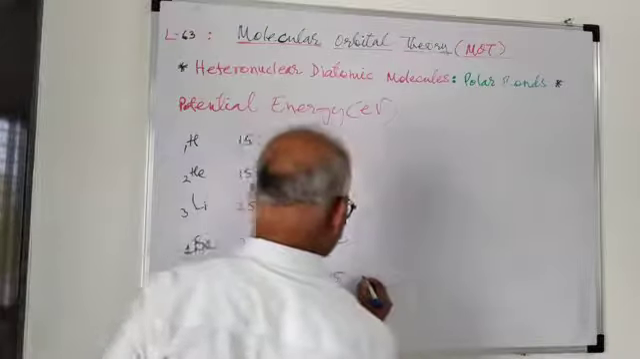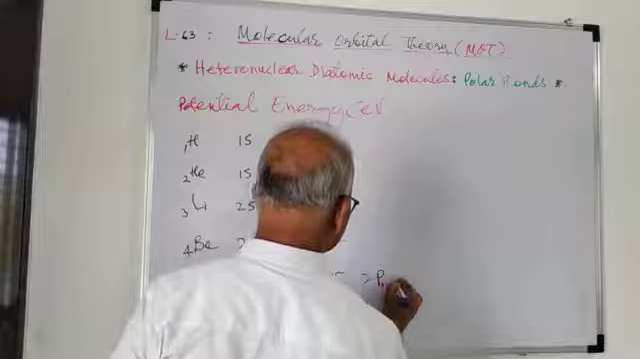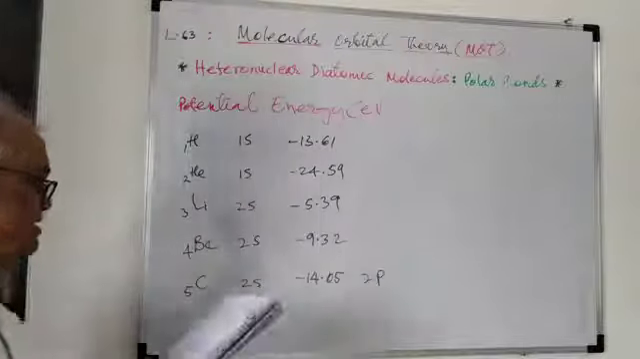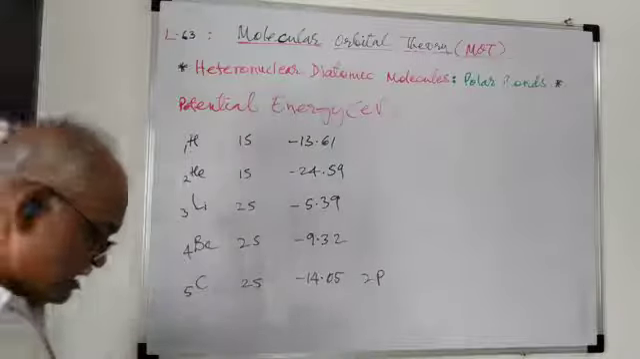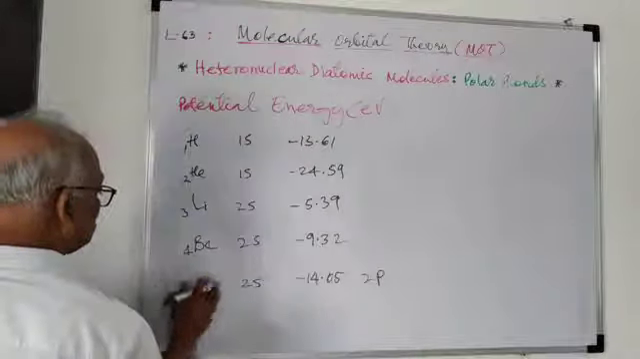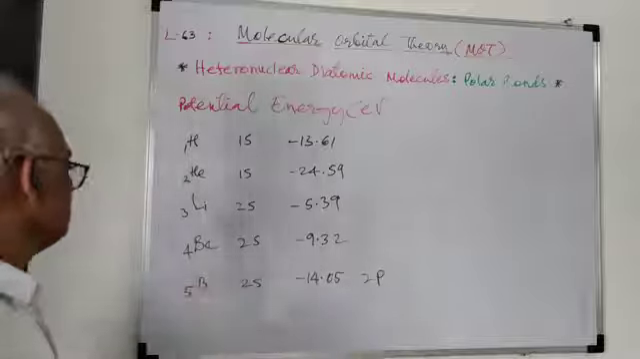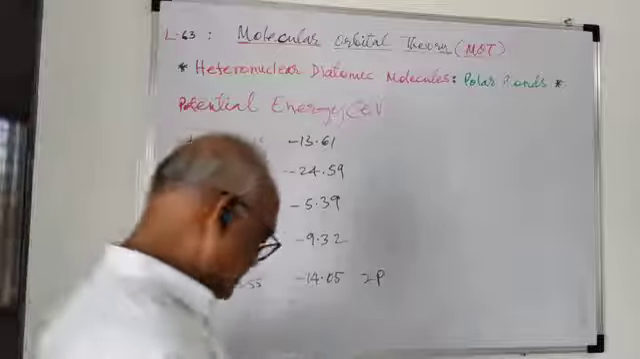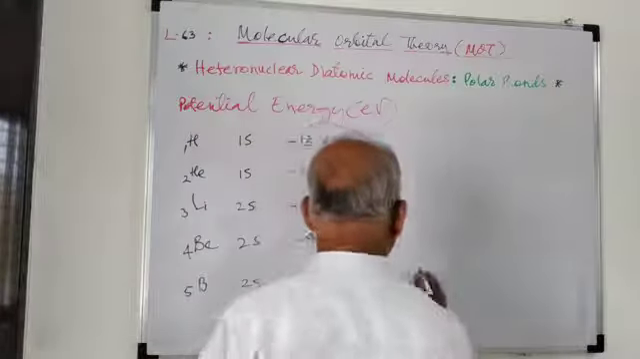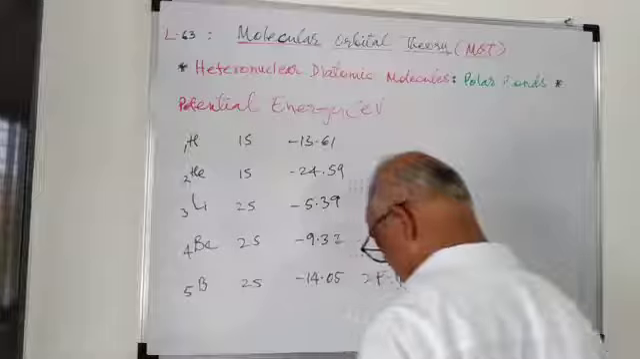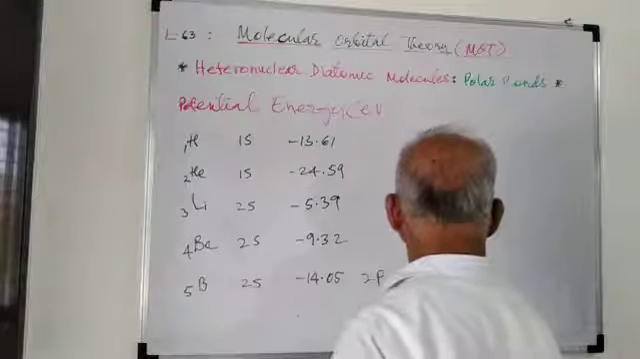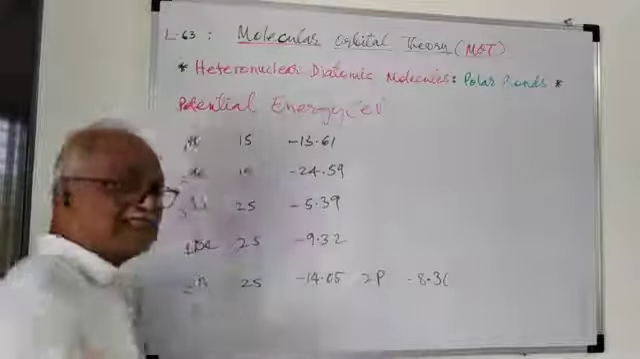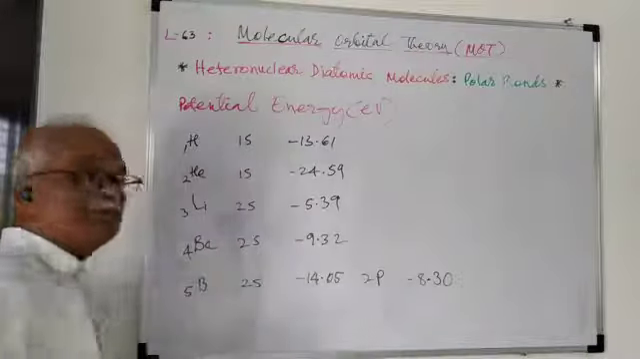Then we are having the next orbital, 2p. So the third electron of this boron enters into the 2p orbital and it has a value of potential energy minus 8.30 electron volts. So this value is for that single electron present in 2p.